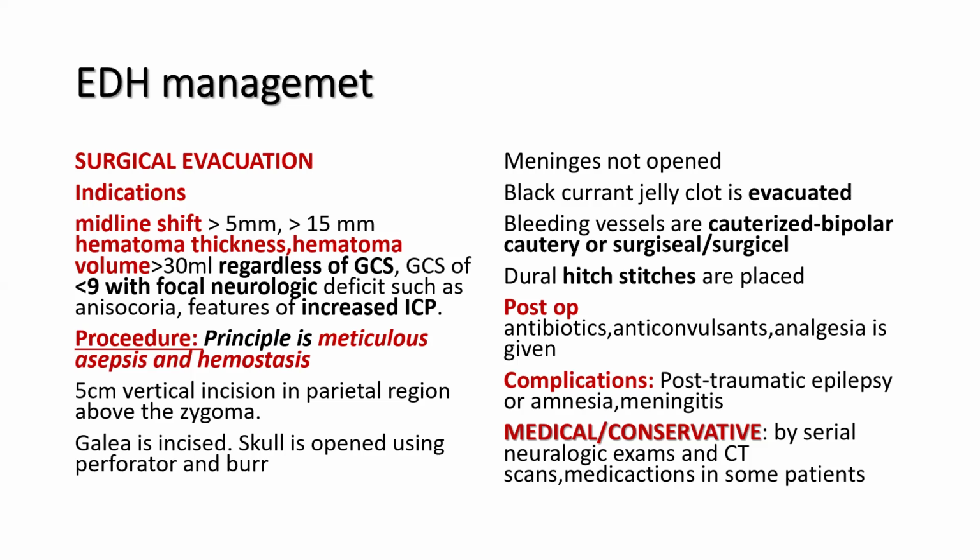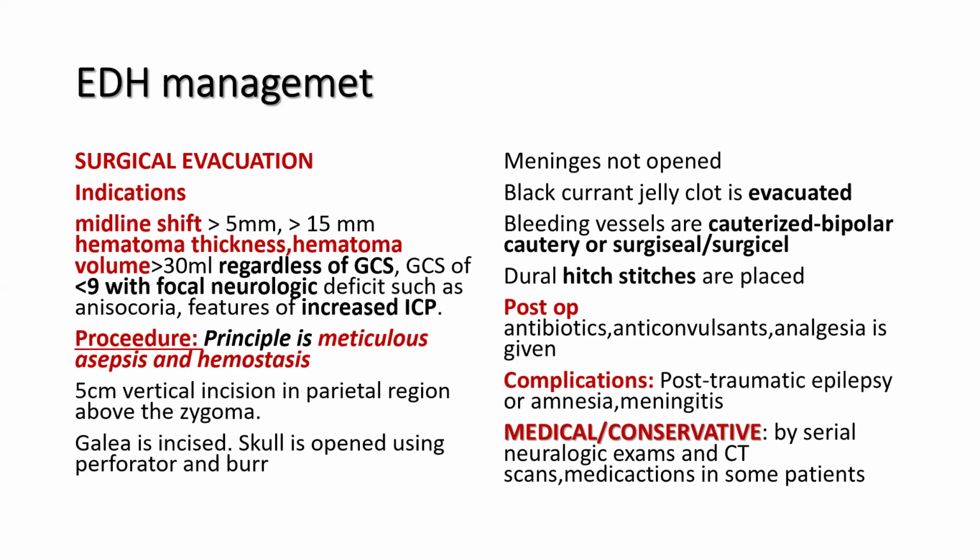You have done your operation. You don't want to have any oozing coming into your area of operation. So a 5 centimeter vertical incision in the parietal region is made above the zygoma, and the galea is incised. The skull is opened using a perforator and a burr, and the meninges are not opened. So the black currant jelly clot is evacuated, and bleeding vessels are cauterized using bipolar cautery or Surgicel.